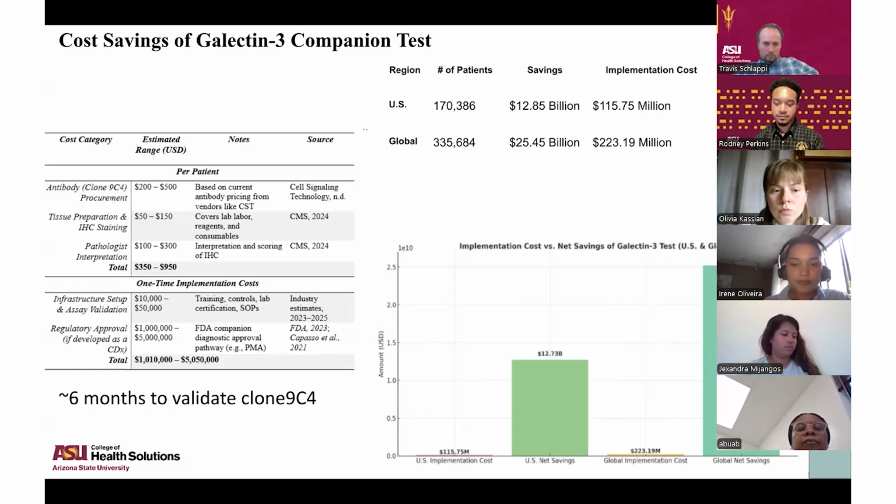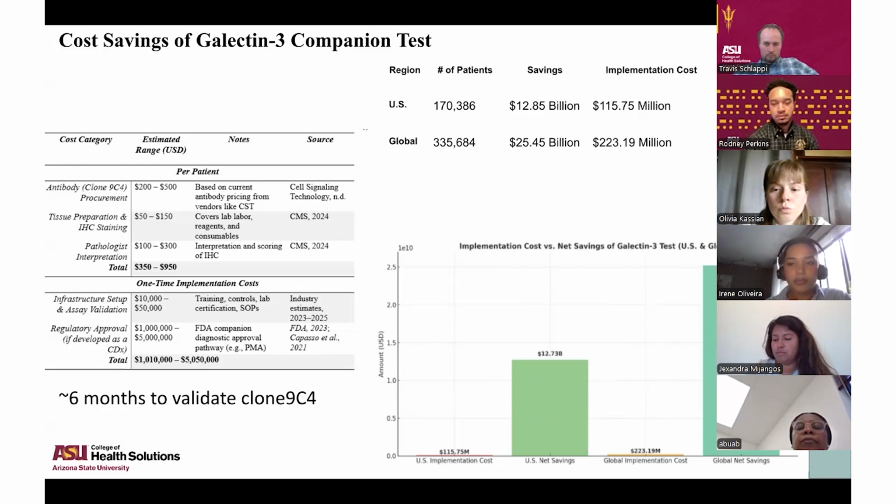And now the row below shows the one-time implementation cost. And this would be around $1 million to $5 million. And this is to get the test validated by FDA. And it could take up to 6 months to have the test validated. And just so you know, this is a one-time implementation cost just to get a test validated. So moving on to the right side, we have a table that shows the number of patients in the US and globally. So if every patient takes the test, including the ICI positive patients and ICI negative patients, it would cost around $115 million to implement the test in the US and $223 million to implement the test globally.